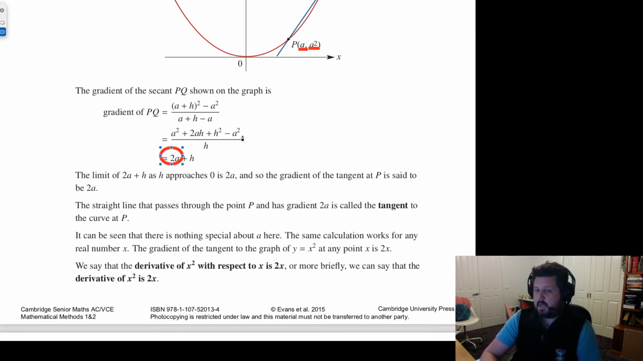Now here is the terminology that we need to get our head around. It says we say that the derivative of x squared with respect to x is 2x. Or another way we can say it is the derivative of x squared is 2x. So we can shorten that down, and we'll talk more about this as we go along.